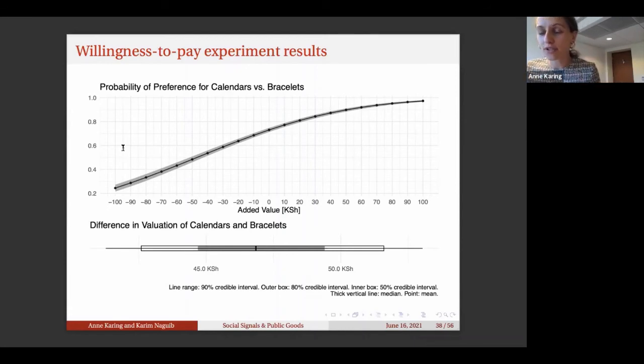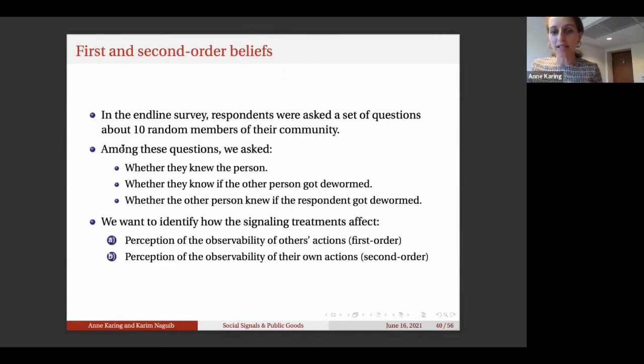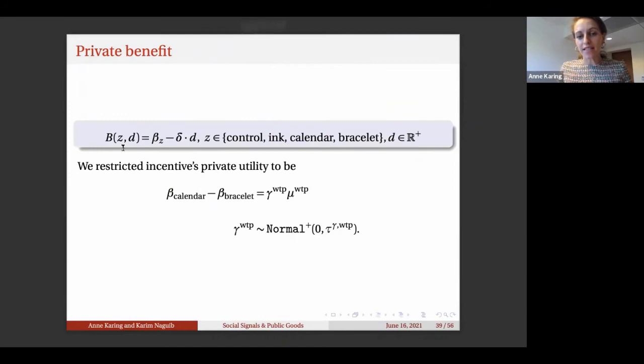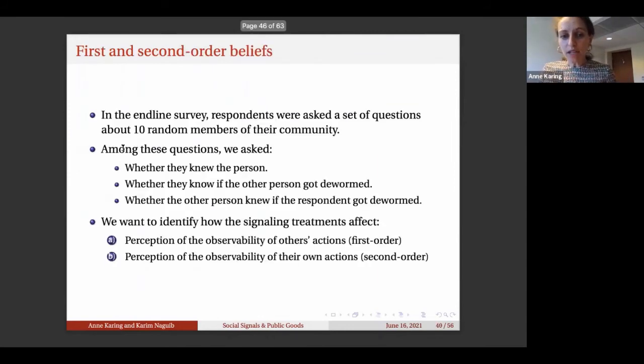So if you were to just do a plain comparison like I did in the reduced form, we would potentially underestimate the signaling benefits conferred from the bracelet, since it did have a lower private utility component than the calendars. A second part that's really important to us is that we want to look more closely at how visibility varied across these different treatments. And so we collected first and second order beliefs.